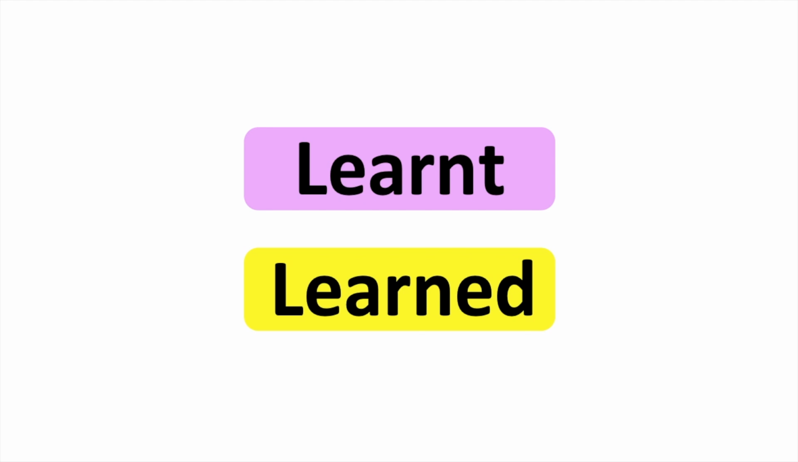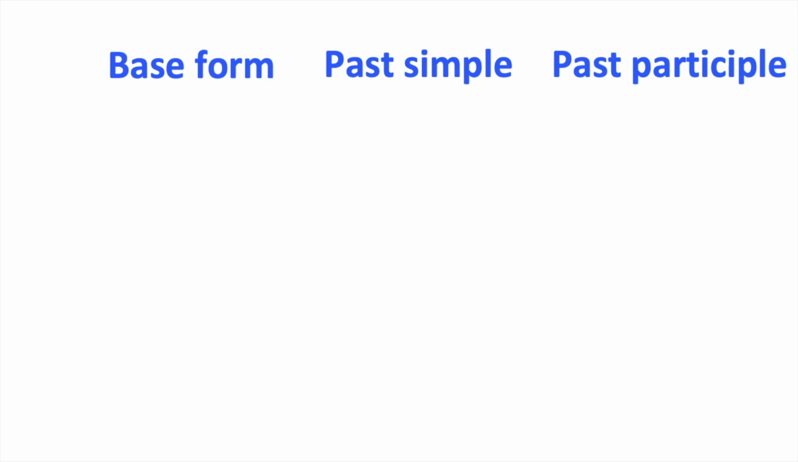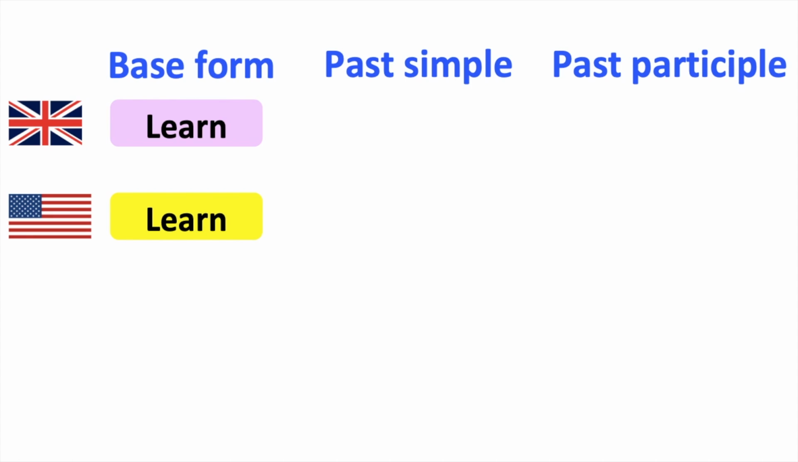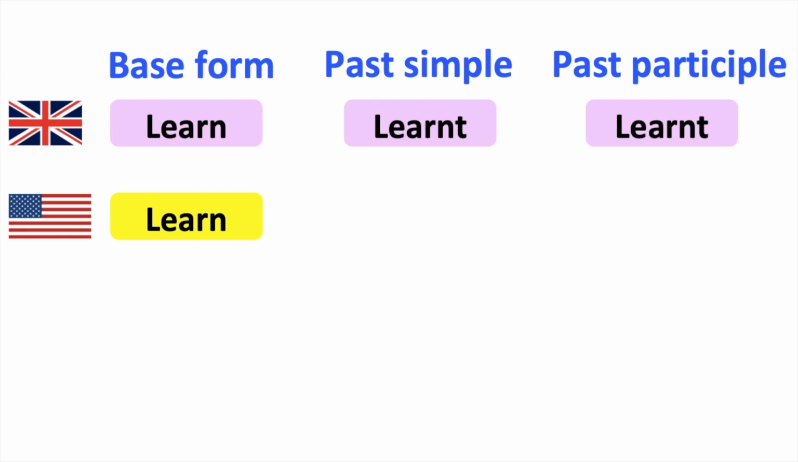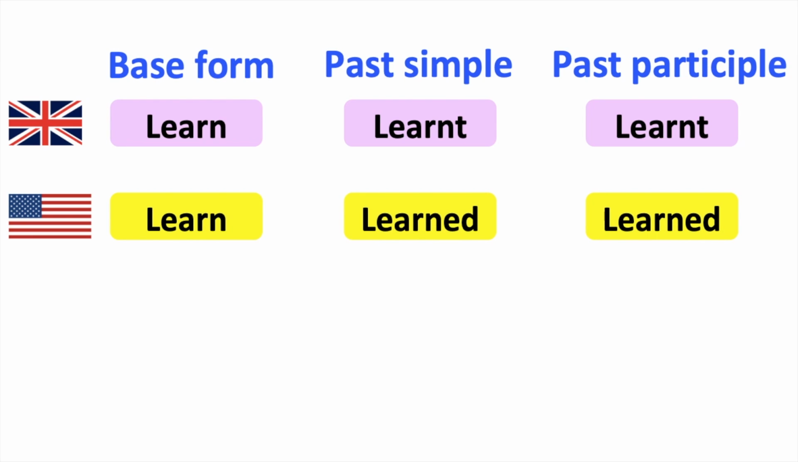These words both mean the same thing, however, one is used in British English and the other is used in American English. So, the base form for both verbs is learn. In British English, both the past simple and past participle form is learnt, learnt. In American English, the past simple form and past participle is learned, learned.